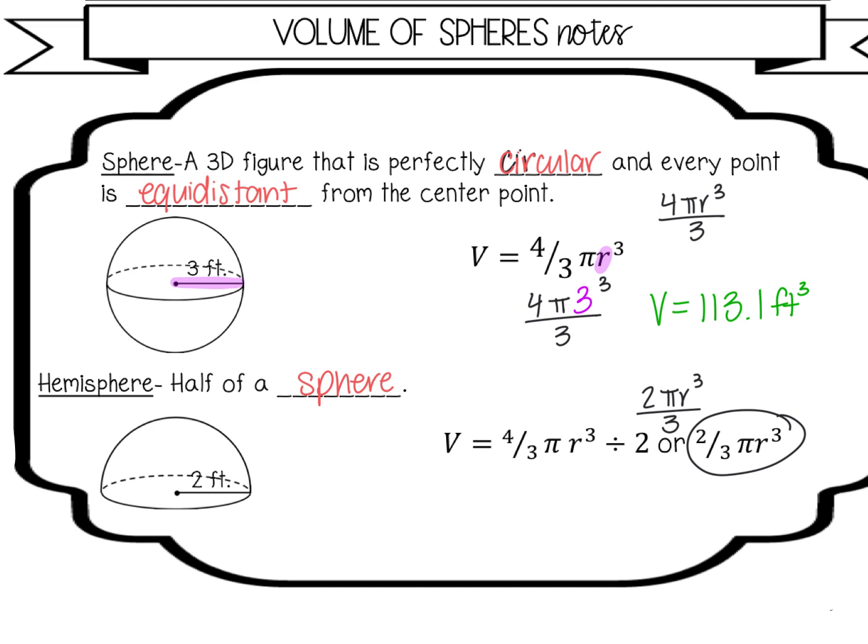All right, looking at the hemisphere. Same thing, except I'm multiplying times 2, not 4. I'm figuring out half of it. Half of 4 is 2. That's why we're using the 2. So plugging in, same thing as we did before, plugging in what we have. I have 2 pi, my radius cubed, divided by 3.